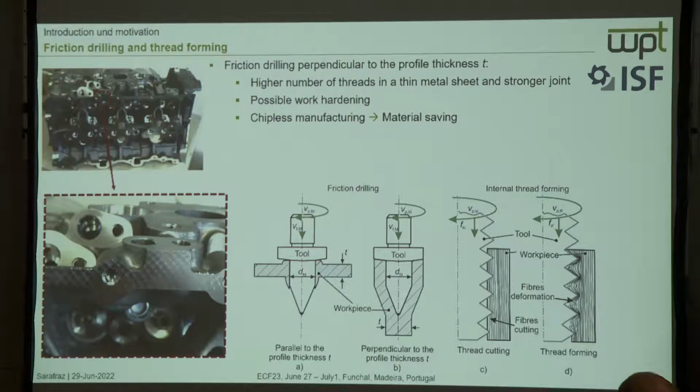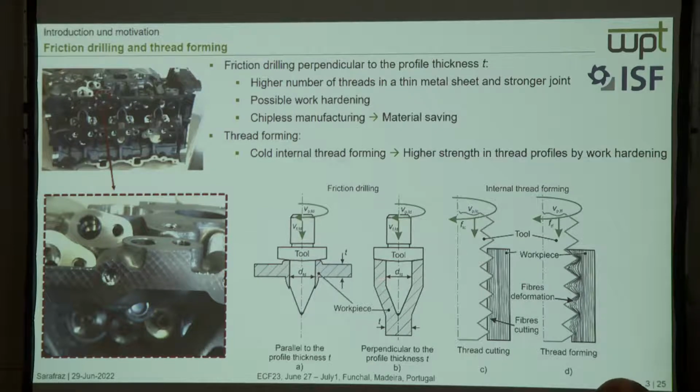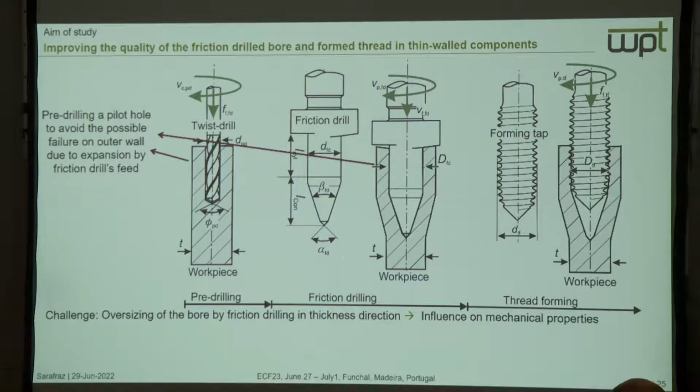After that, with internal thread forming instead of thread cutting, we can have fiber deformation that induces another work hardening in our thread profile, and from the other side, we have another chipless manufacturing that helps us to save material. Our M6 internal thread was manufactured in three steps: pre-drilling, friction drilling, and thread forming process.